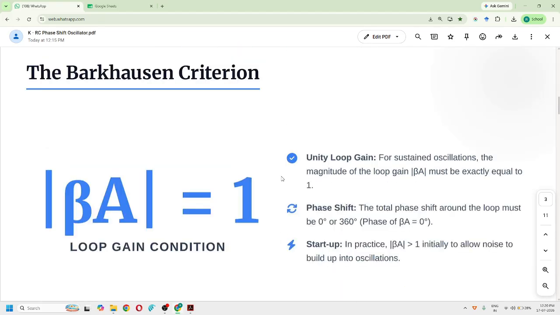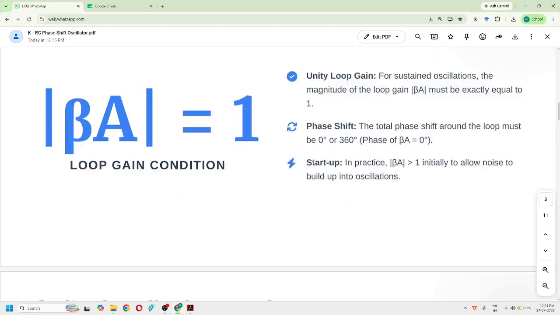So, the oscillator Barkhausen criterion. Beta A should be equal to 1. That is the first condition. The unity gain loop for sustained oscillations: the magnitude of the loop gain, that is beta A, must be equal to 1, and the phase shift should be 0 degree or 360 degree. So the total phase shift should be 0 degree. And in practice, a lot of losses happen in the circuit, so the magnitude of beta A should be greater than 1.